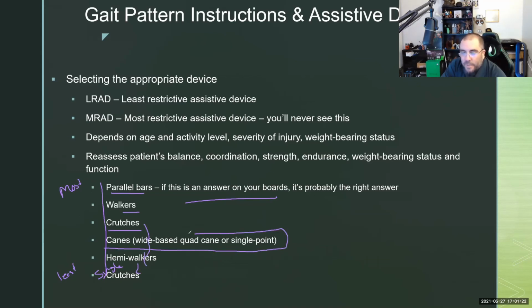Canes are the ones where I don't like giving any patient a cane because they use it wrong. Just watch House. House uses a cane wrong.